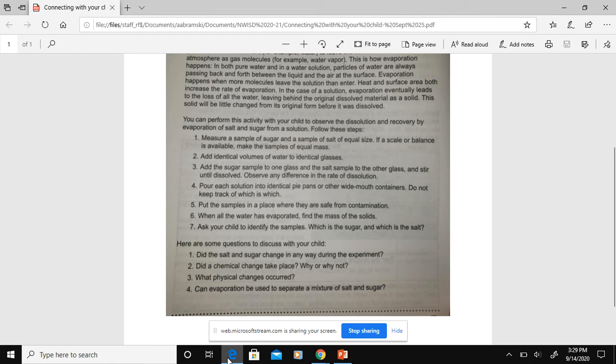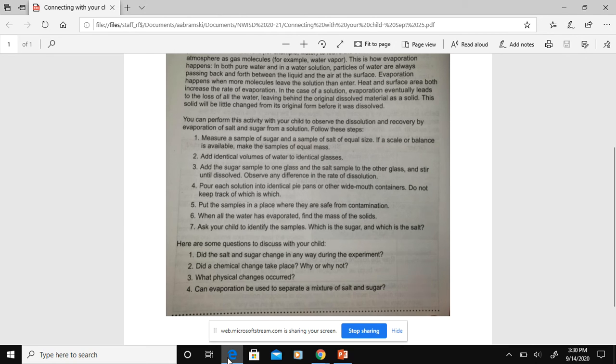Follow these steps. Measure the same amount of sugar and a sample of salt. Make sure they're equal amounts. If you do have a scale, make sure to use a scale. If you don't, just make sure that's an equal amount. Add identical volumes of water to identical glasses. You'll add the sugar sample to one glass. You'll add the salt sample to another glass. You'll stir until dissolved. Observe any differences in the rate of dissolution.